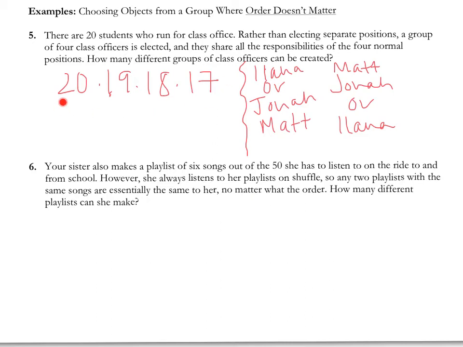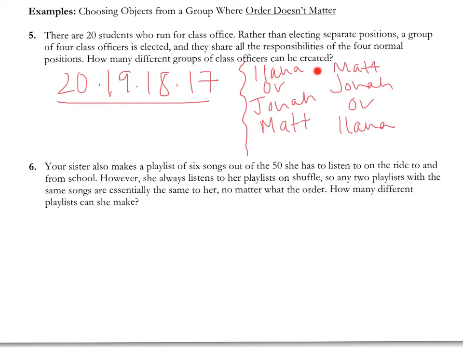But this calculation treats these 2 groups as being different, and in fact, any way that we could jumble up these 4 names, this calculation treats as being 2 different groups. So again, we're going to have to divide by something to deal with that. So let's think about, for a particular group of 4 people, how many different ways are there of ordering those 4 names?